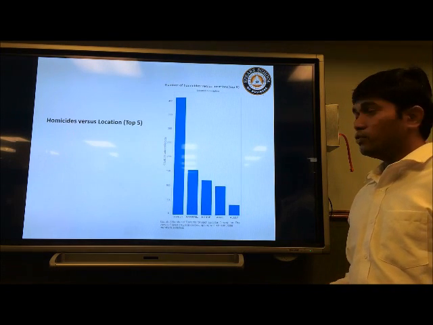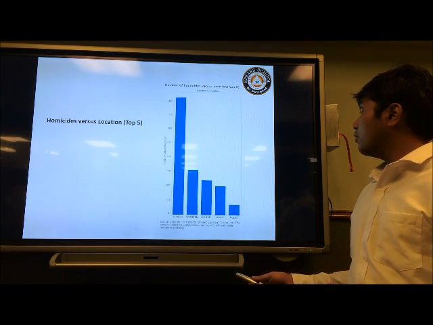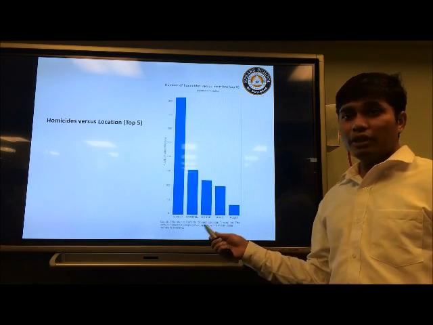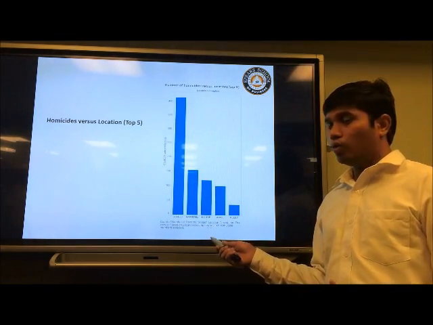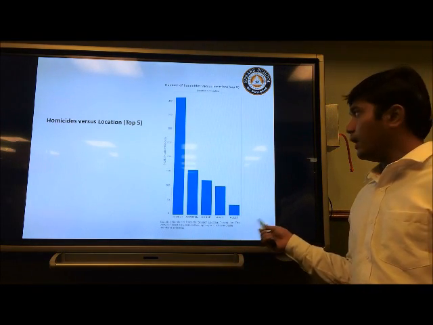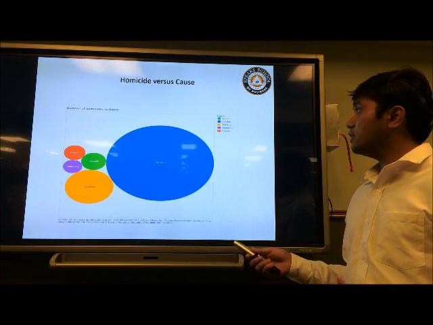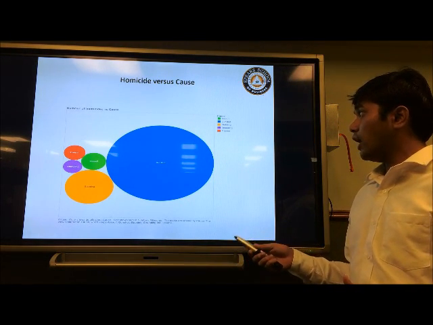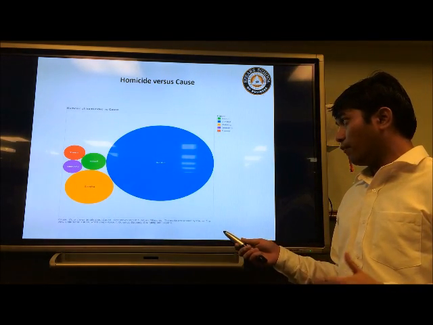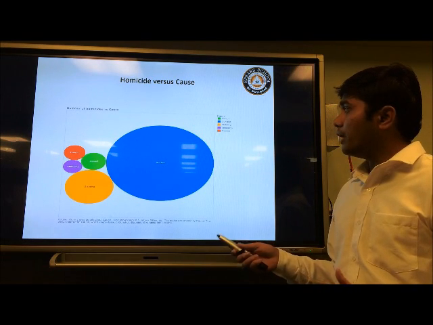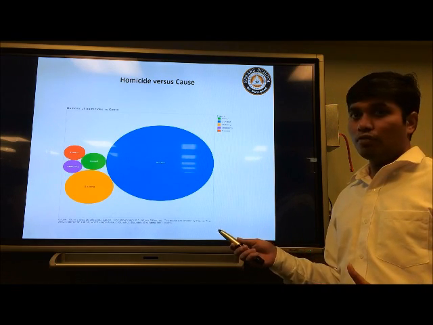This is homicides versus location factor. We grouped it, and the major part was the street, where homicides occur the most, followed by apartment and house, and then further auto and alley. This is the cause by which homicides occur, and the main cause we identified is gunshot. Apart from this, there were other relevant causes: stabbing and assault, apart from gunshot, which was the primary cause.